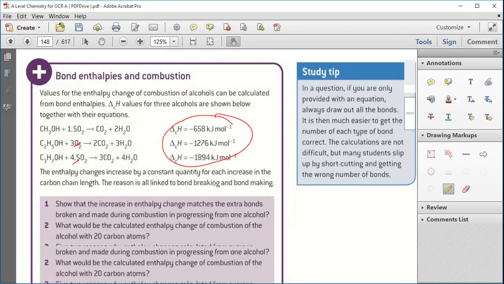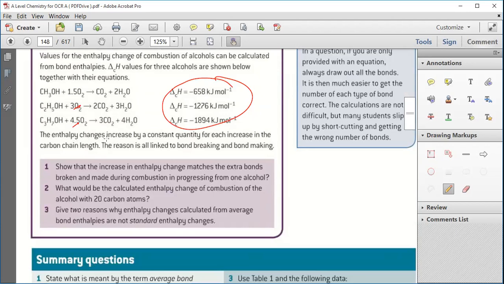Now what they want is the enthalpy change. The enthalpy change increases by a constant quantity for each increase in the carbon chain. You can clearly see this is CH3OH, this is C2H5OH, this is C3H7OH. As the carbon chain is constantly increasing, the delta H combustion is also increasing. The more amount of energy is released, because all are negative, the more negative it is, the more exothermic in nature.